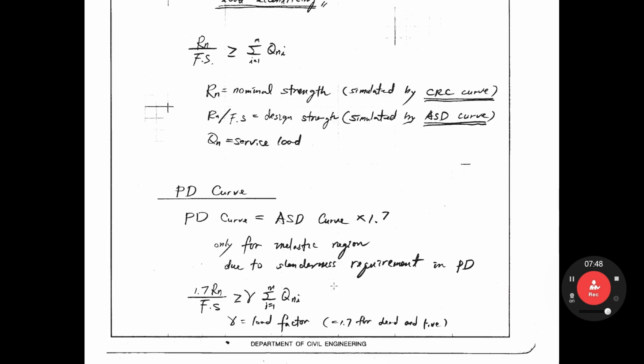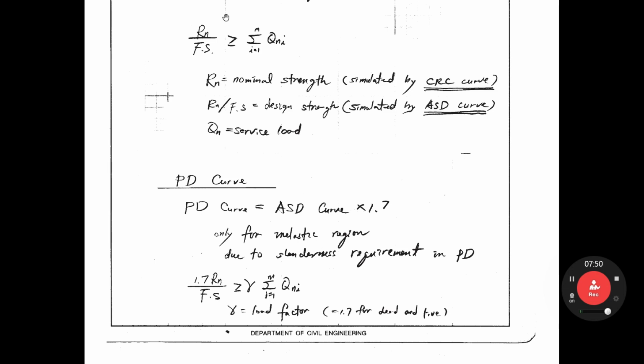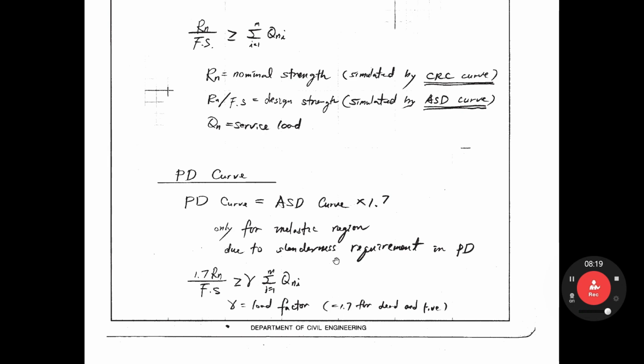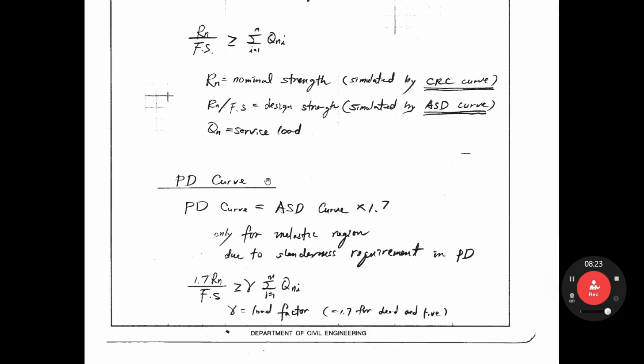Plastic means inelastic. So here, from this design format, on the left hand side, the strength is multiplied by 1.7. And then on the right hand side, there is a load factor. For dead and live load, the load factor is 1.7. For different load combinations, this load factor will vary, will be different. That is the plastic design curve.